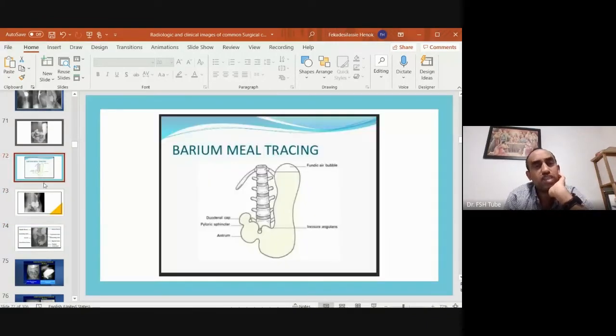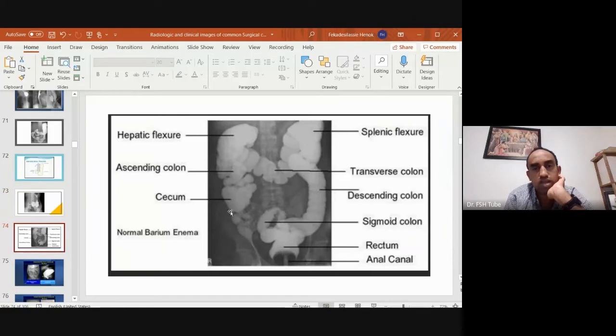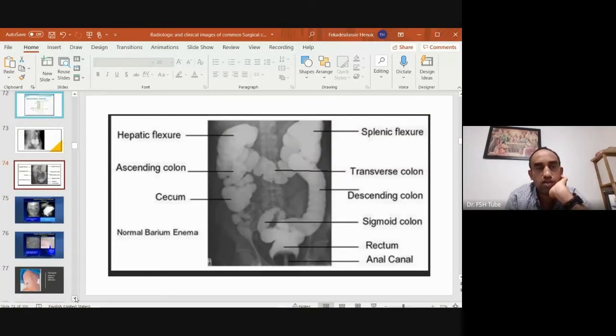Common things are common. So this is a normal barium meal. If you know the normal, then you will know the abnormal.